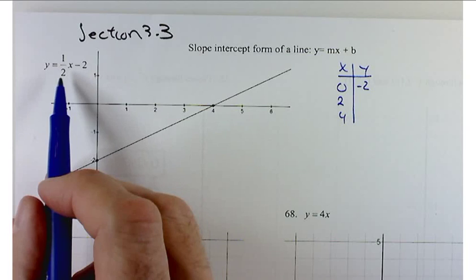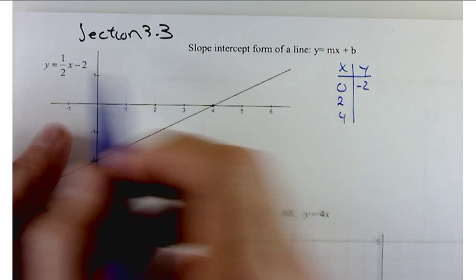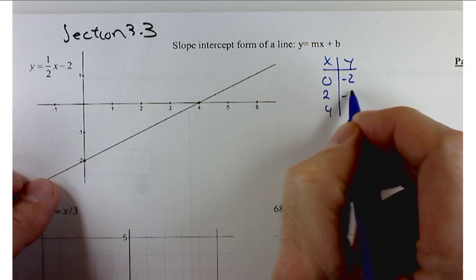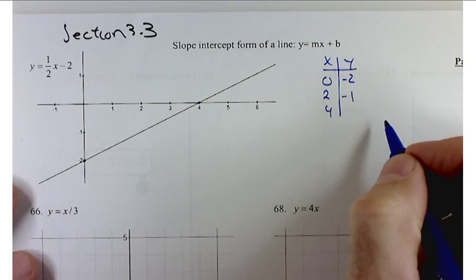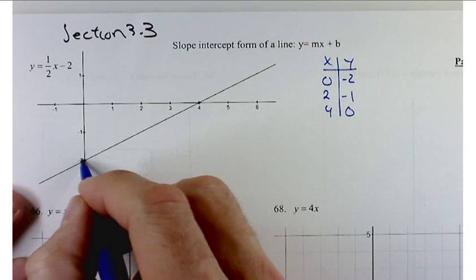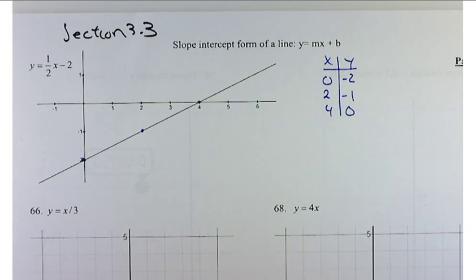How about if I plug in a 2? Half of 2 is 1. 1 minus 2 is negative 1. And last one, 4, gives 0. All right, so I get these points here. And the line's already graphed, so that's good. But let's take a look at something.